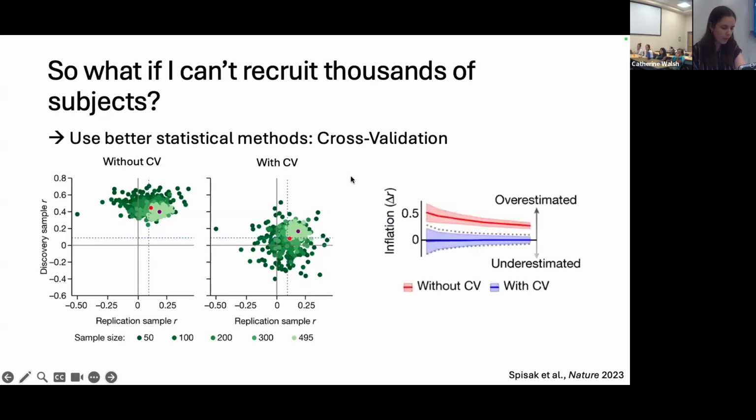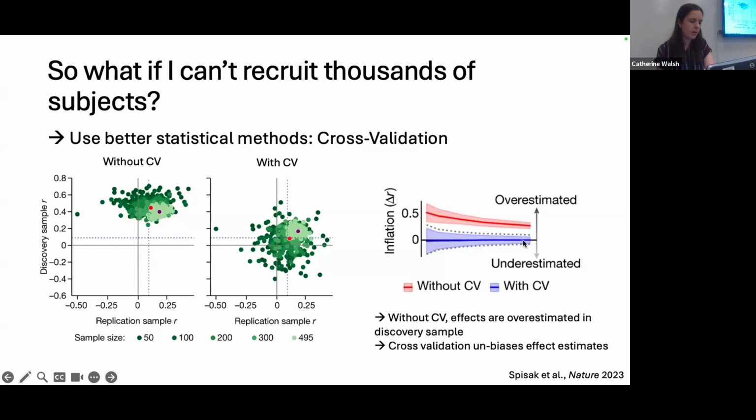Shown another way, we can look at the second figure. The x-axis here is sample size, which got cut off. I apologize. But they can look at the difference between the correlation in the discovery and the replication sample, without cross-validation in the red and with cross-validation in the blue. And when they don't use cross-validation, their correlations were drastically inflated, and that bias was pretty much gone when they used cross-validation.